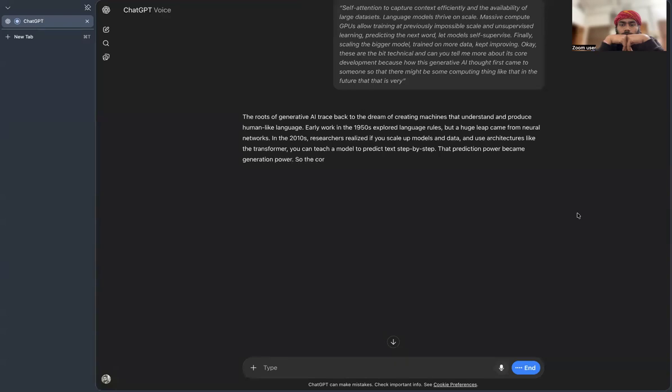That prediction power became generation power. So the core idea was if a model can predict, it can create. And scaling everything unlocked the magic.